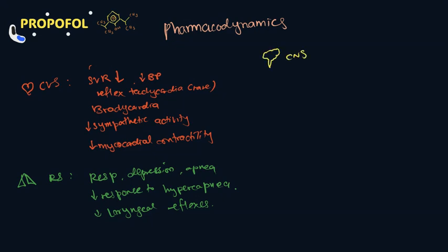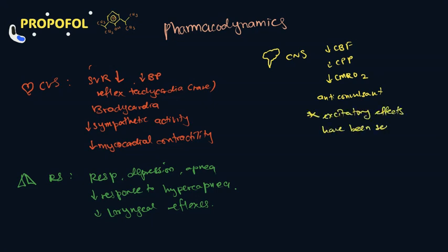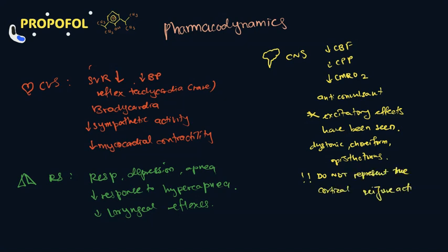Propofol's effects on the central nervous system include reduction in cerebral blood flow, cerebral perfusion pressure, as well as cerebral metabolic rate of oxygen consumption. It is also an anticonvulsant. However, excitatory effects have been seen, such as dystonia, choreiform movements, and opisthotonus, but these do not represent true cortical seizure activity.